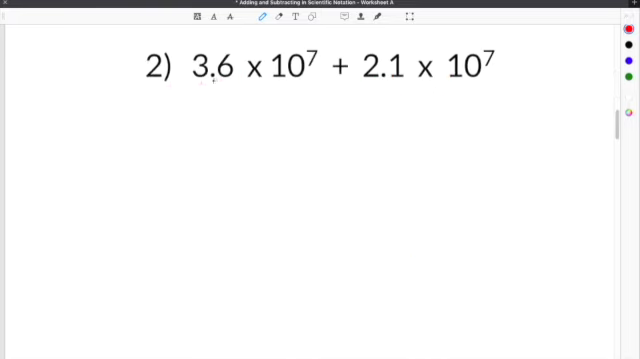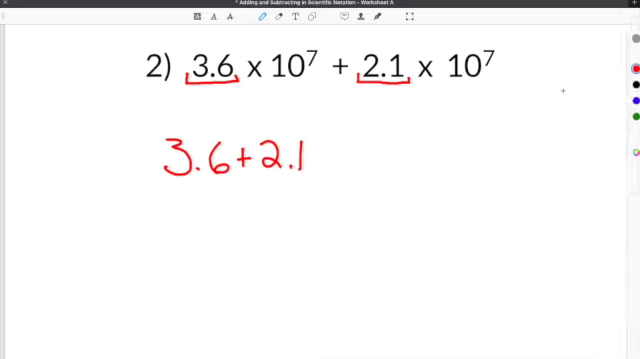Number 2 is very similar to number 1. We're given 3.6 times 10 to the 7th plus 2.1 times 10 to the 7th. So we know we're adding now. We're going to add our coefficients together, which is 3.6 plus 2.1. So we're going to go ahead and write that, 3.6 plus 2.1.